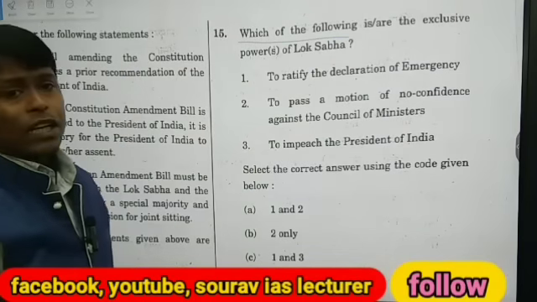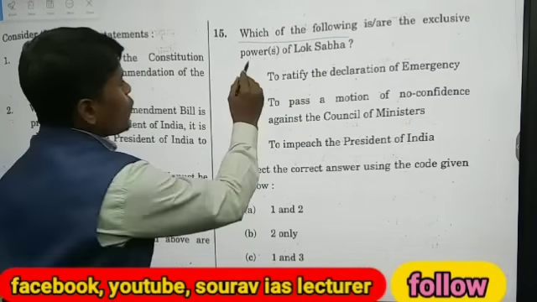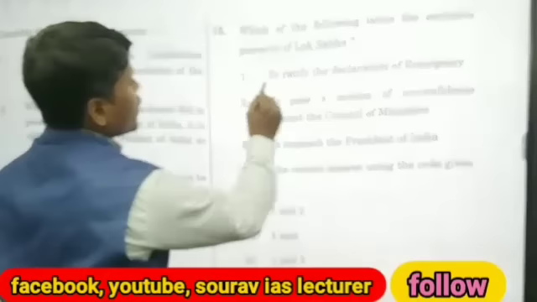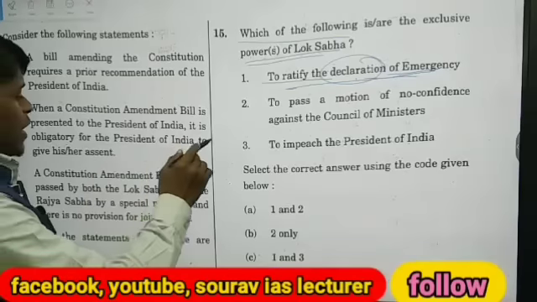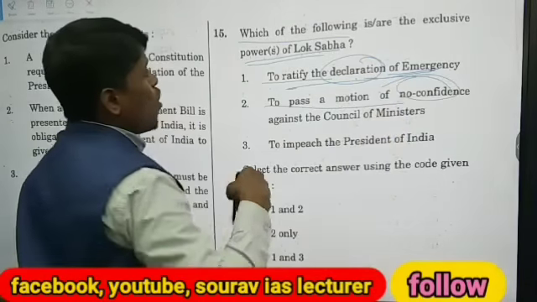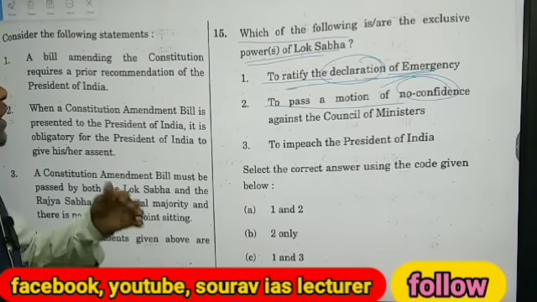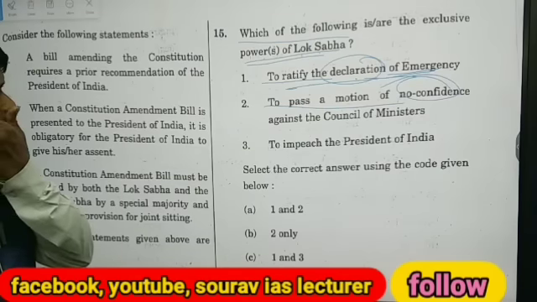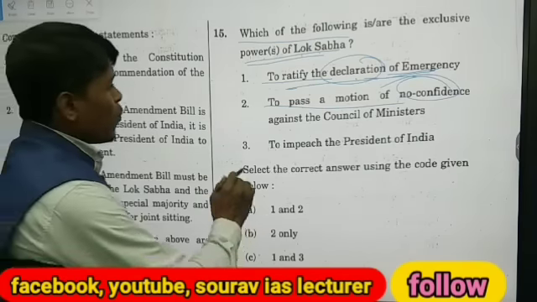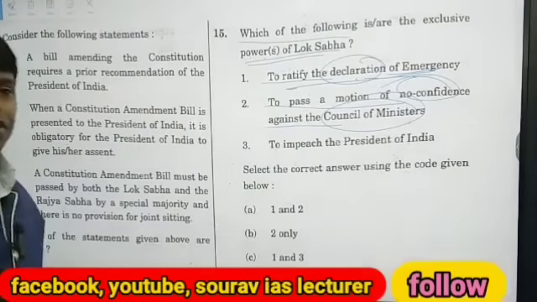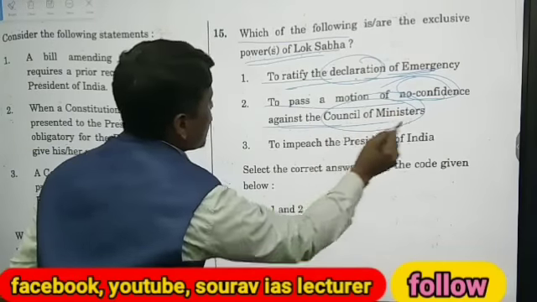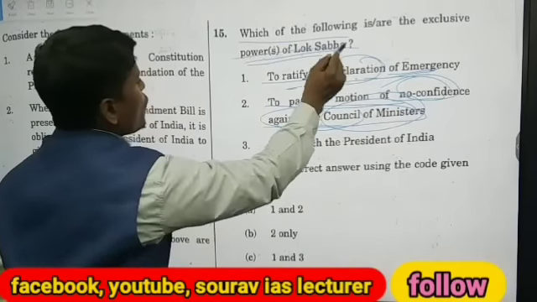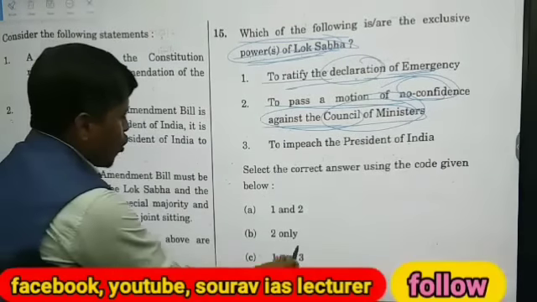Which of the following is an exclusive power of Lok Sabha? To ratify a declaration of emergency, or to pass a motion of no confidence. A motion of no confidence against the council of ministers is brought by the opposition party leader. This is a power of the Lok Sabha. Correct option B.